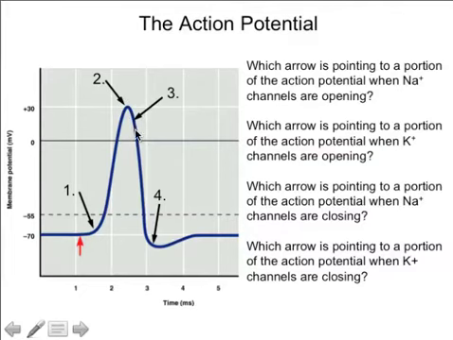The potassium rushes out of the cell, and now the membrane potential begins to drop. And which arrow is pointing to a portion of the action potential where the sodium channels are closing? And that is number 3. Okay, sodium channels close, and the potassium channels remain open, and down goes the action potential all the way past the point where we have resting membrane potential, which is indicated by number 4, the arrow pointing to a portion of the action potential when the potassium channels are closing.